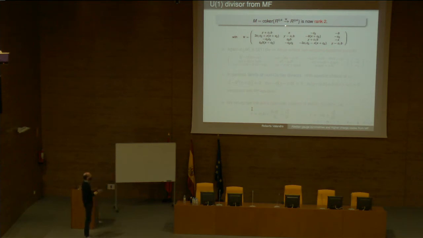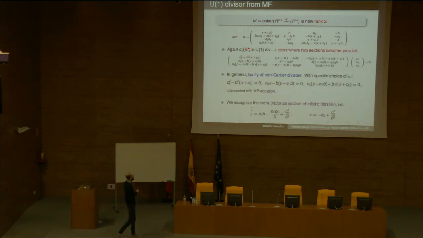Now, if psi is a map of rank 2 between the spaces, its cokernel will be a module of rank 2. In the resolution, this will lift to a vector bundle of rank 2. What is the first Chern class of this? Well, this is the locus where two sections become parallel. Try to apply this for the rank 1 case.